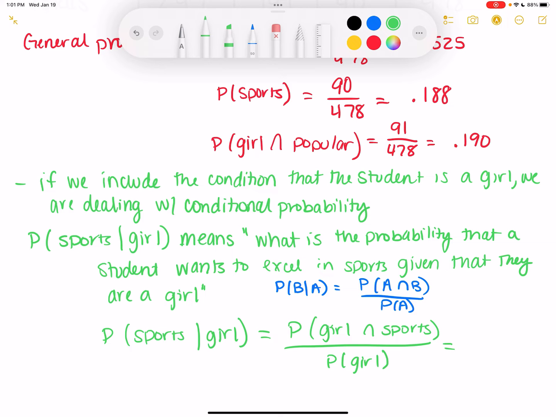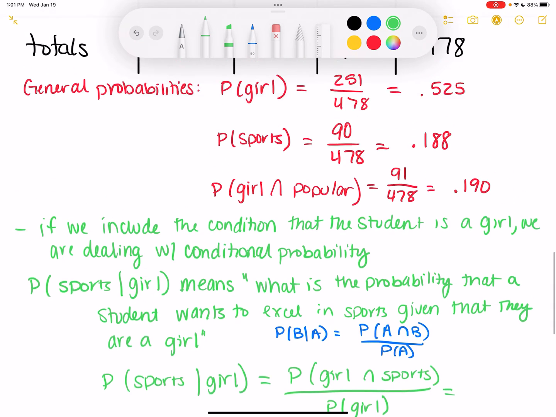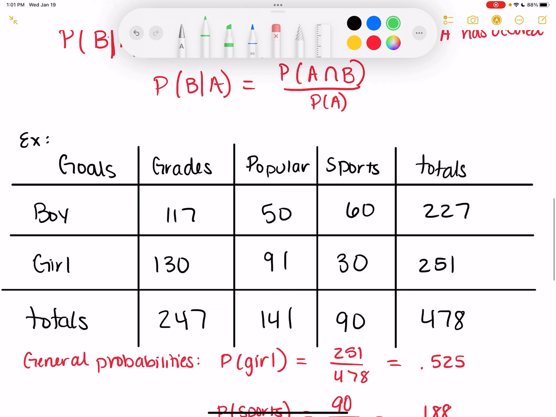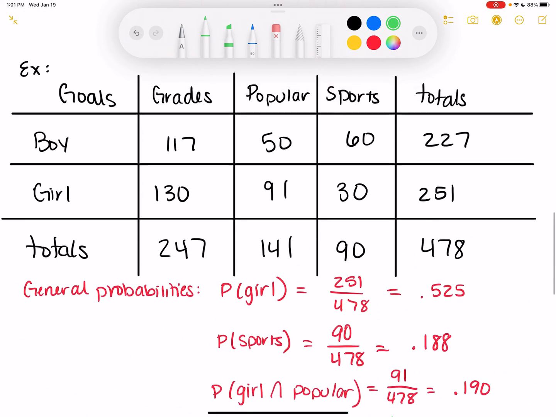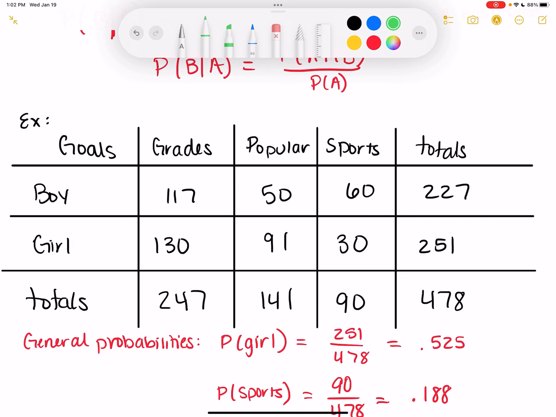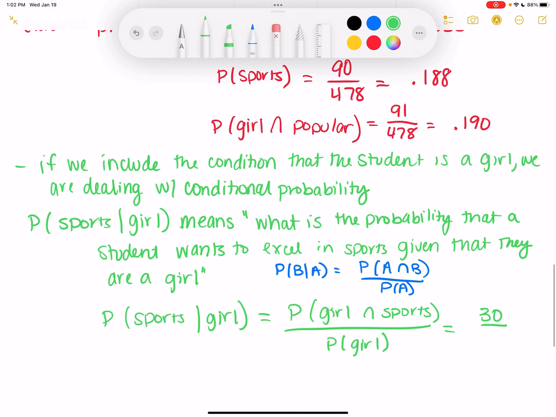So then the probability of a girl intersected with sports, we're looking at the column. So girl and sports is going to be this 30 here, out of the total number of girls that there are. So girls total is 251. And for some reason I actually don't have that decimal, so let me, 30 divided by 251 is 0.120.